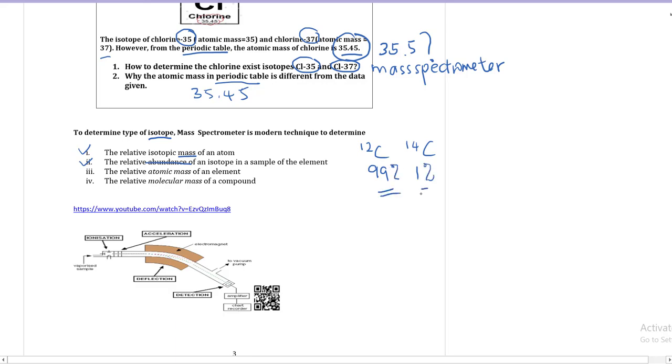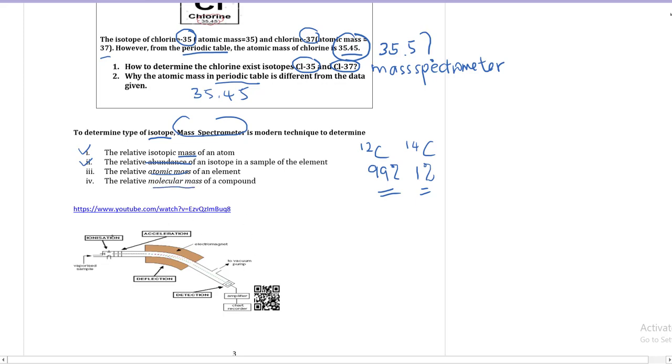So how do we know this percent? This percent we call abundance. We know this percent from the machine called the mass spectrometer. Number 3, we can determine the relative atomic mass of the element. Number 4 is the relative molecular mass of a compound.